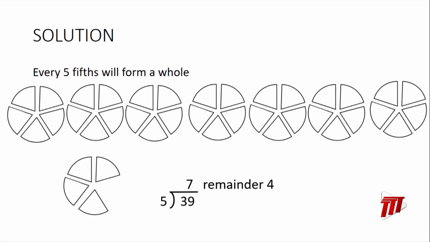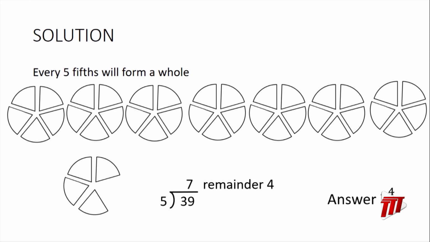And what you're doing essentially is you're doing the same thing. How many wholes can you have in your 39? So you're going to get 7 wholes with a remainder of 4. And we put the 4 divided by your 5. So that is not just 4, but 4/5. So your answer is going to be 7 and 4/5.